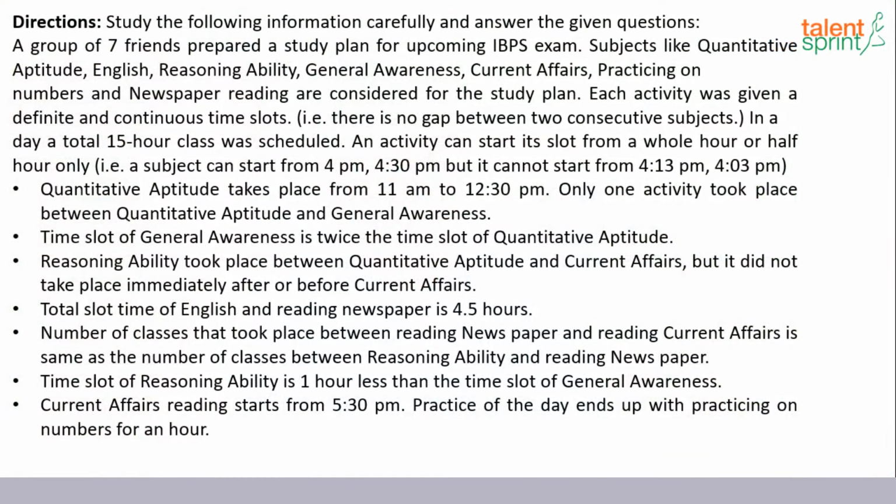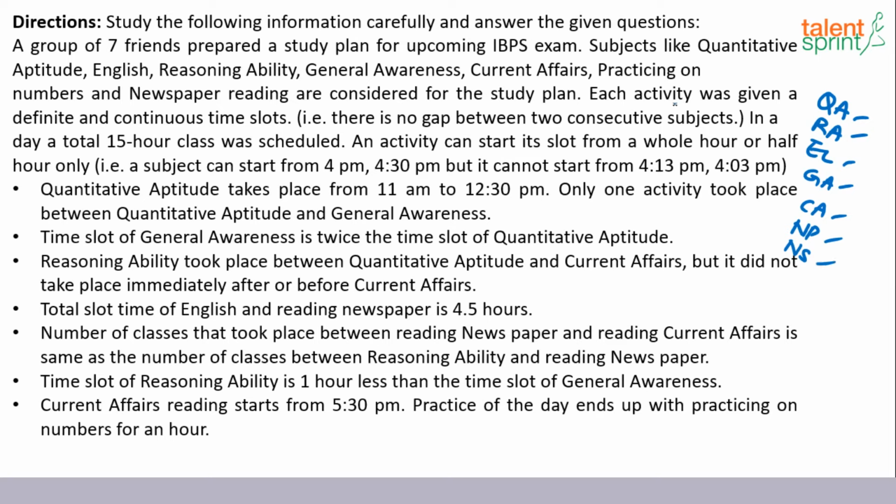Here we go. So as you can see, it says a group of 7 friends prepared a study plan for the upcoming IBPS exam. Subjects like quantitative aptitude, English, reasoning ability, general awareness, current affairs, practicing on numbers, and newspaper reading are considered for the study plan, right? If we use acronyms for these subjects, we have quantitative aptitude, reasoning ability, English language, general awareness, current affairs, then newspaper reading, so let's say NP, and practicing on numbers is like numerical skills, so NS. So these are the 7 subjects, 3, 4, 5, 6, 7.